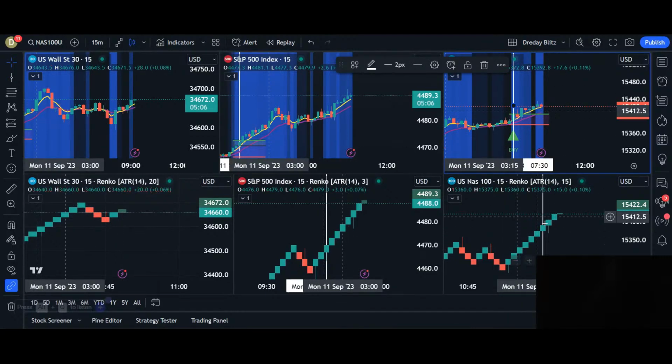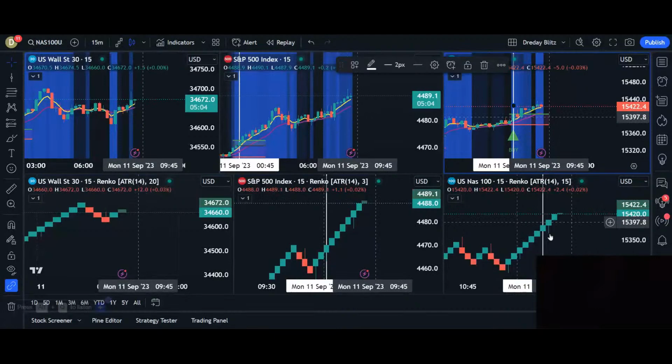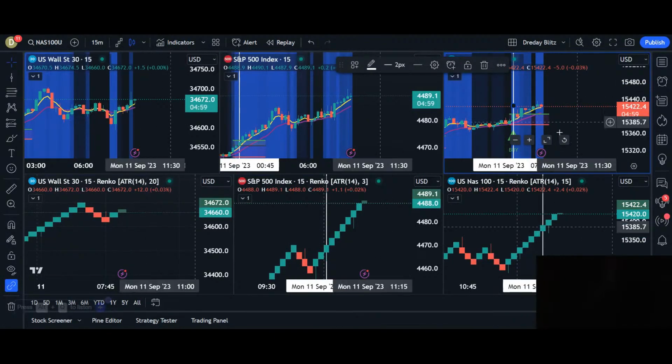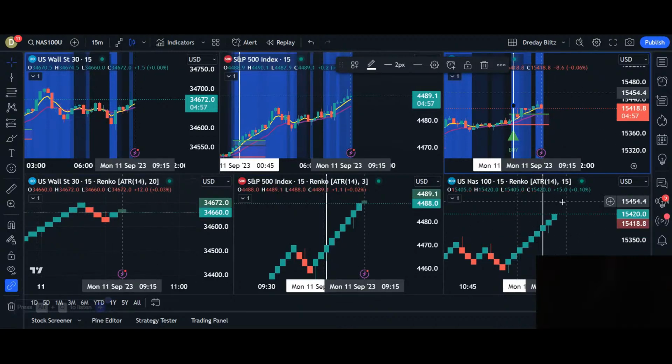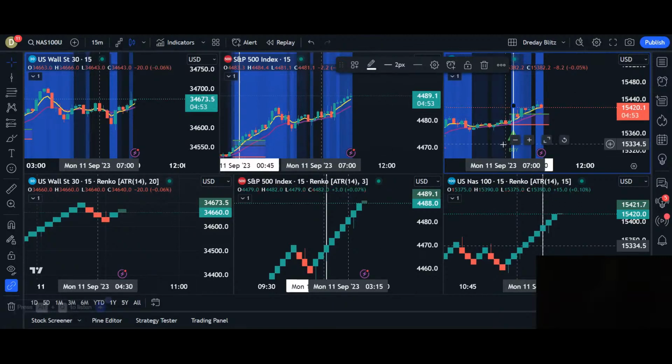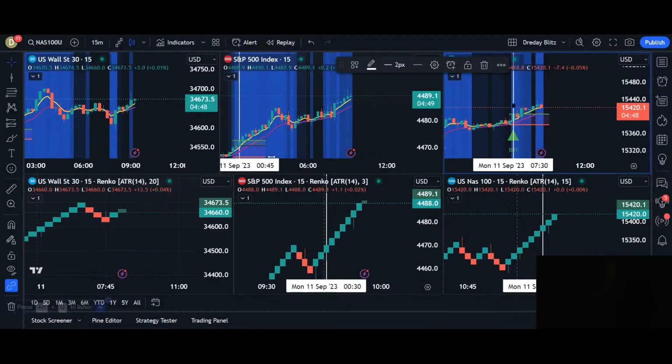Same thing. It was a buy. We're still going in an uptrend. You take the trade and you wait for the reversal of the Renko bars to get out of the trade. Okay. And another thing is where you put your stop loss.